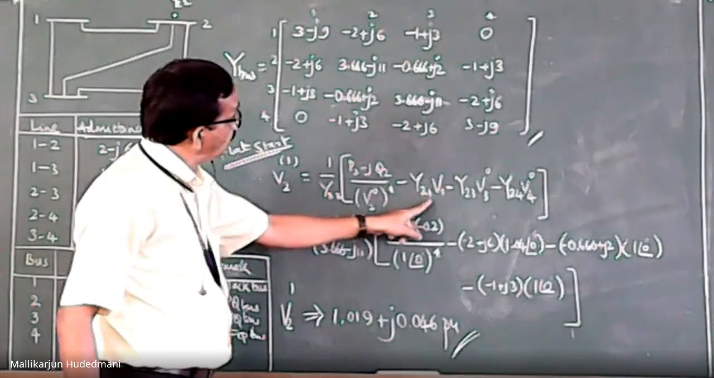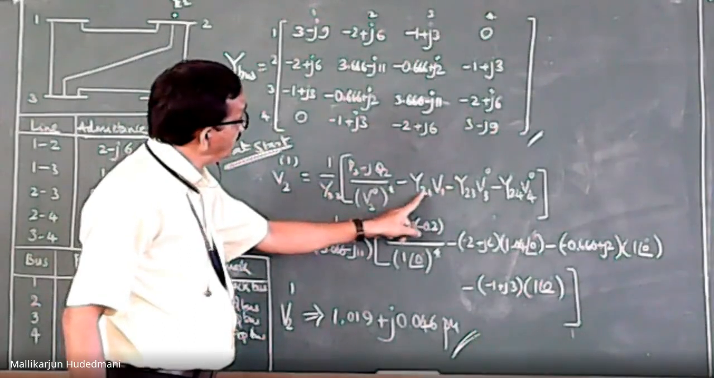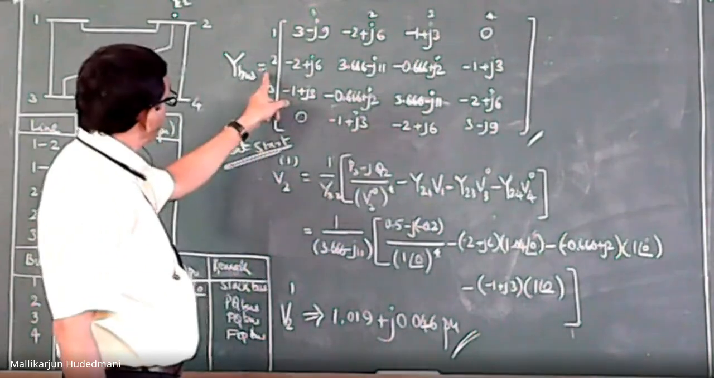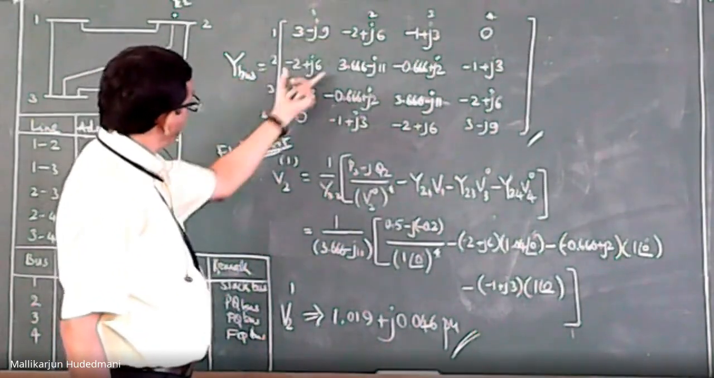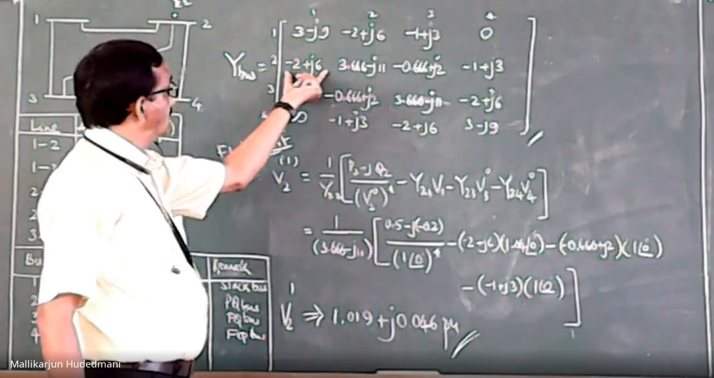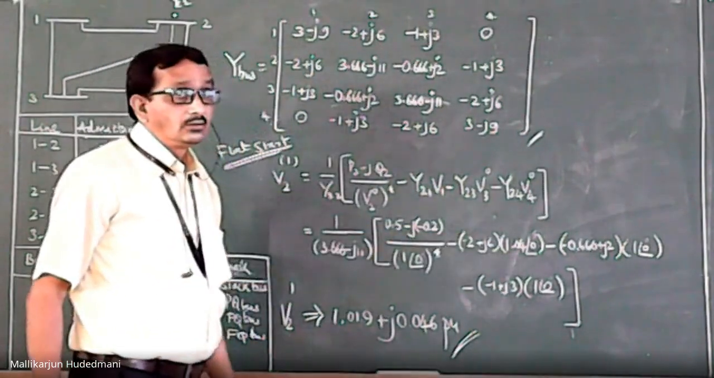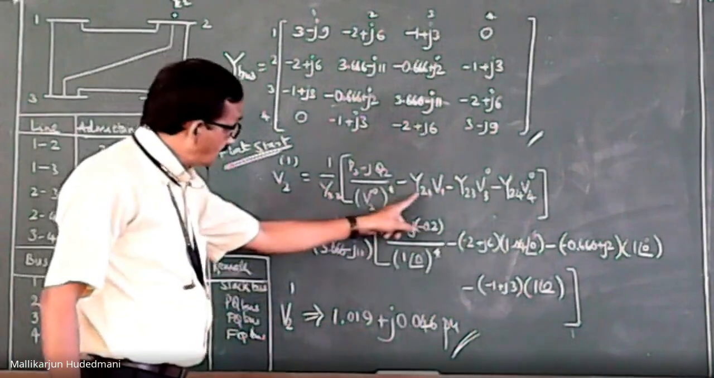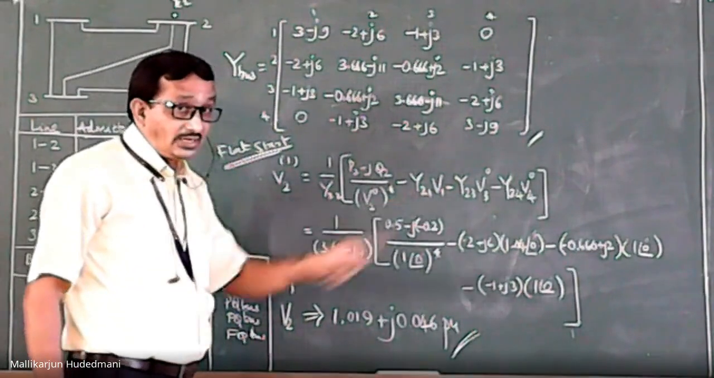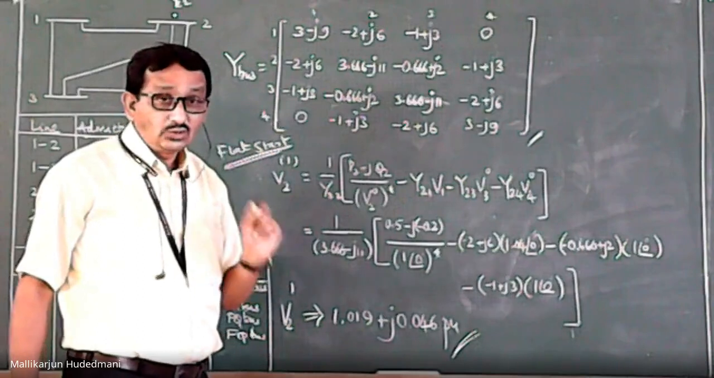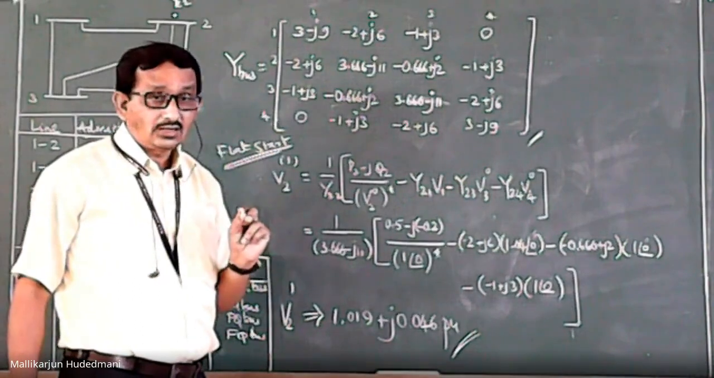What is this capital Y21? It is the admittance between 2 and 1, row number 2, column number 1. If I go here, row number 2, column number 1, what is the value here? Minus 2 plus j6. This is taken and placed here. Some books refer to lowercase y21 instead of capital Y21. What is lowercase y21? Elemental admittance.